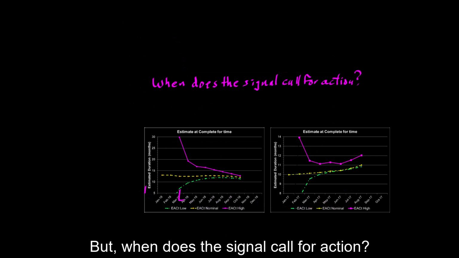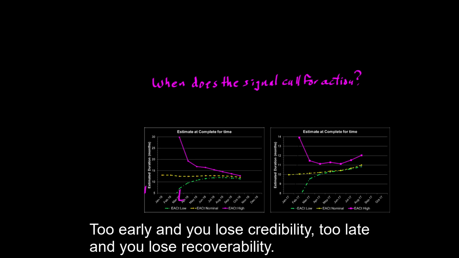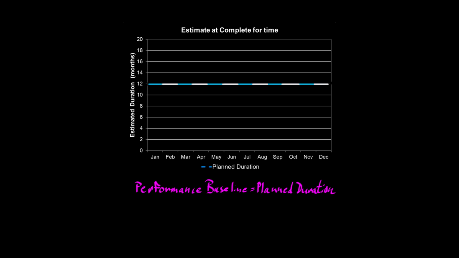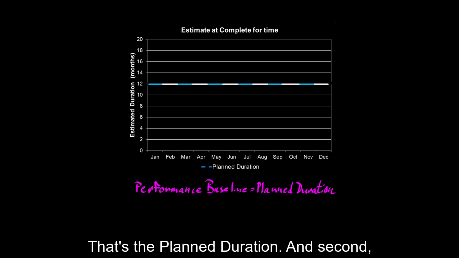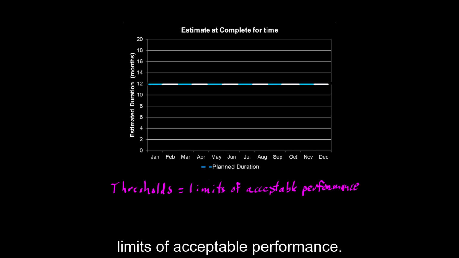But when does the signal call for action? Too early and you lose credibility. Too late and you lose recoverability. For an answer, you need 2 things. First, the performance baseline. That's the planned duration. And second, performance thresholds, limits of acceptable performance.